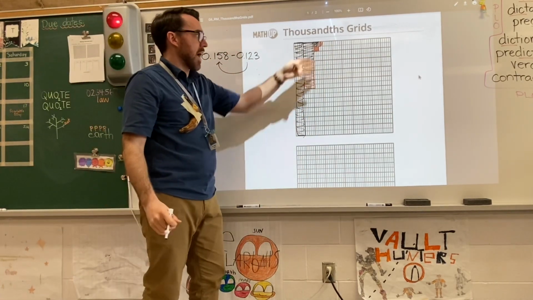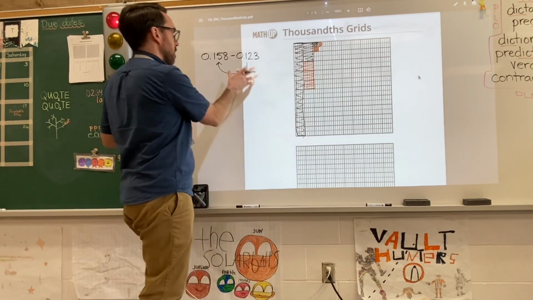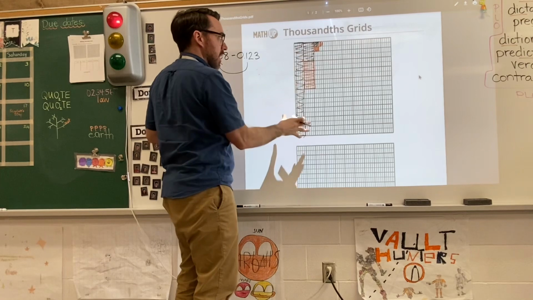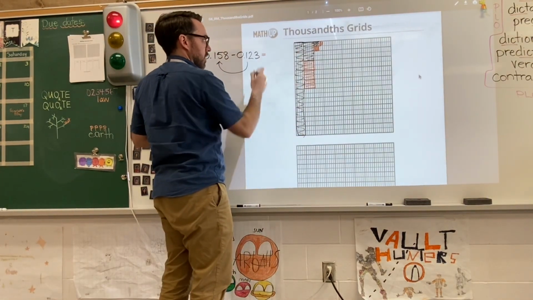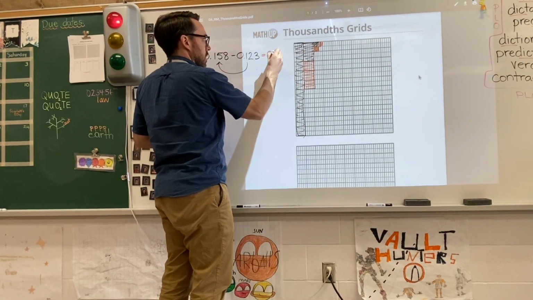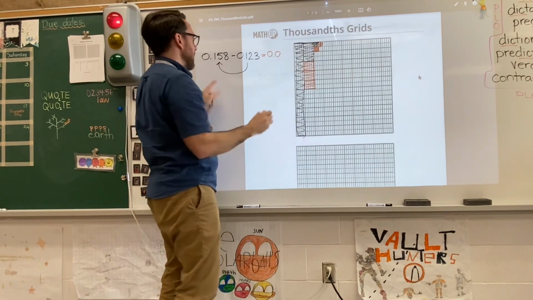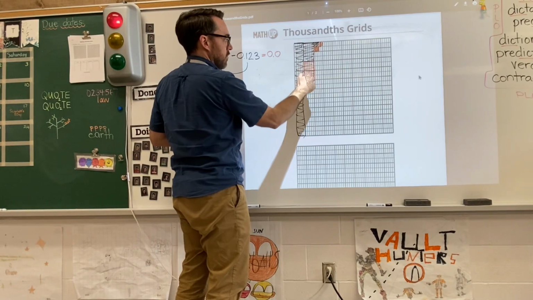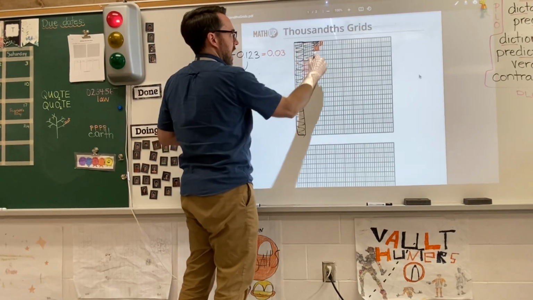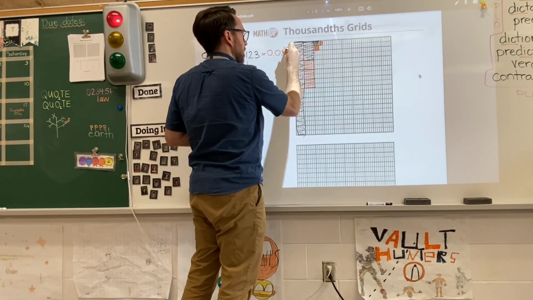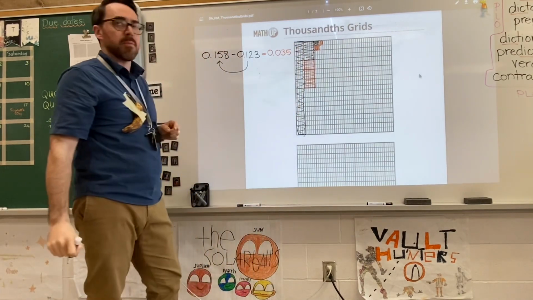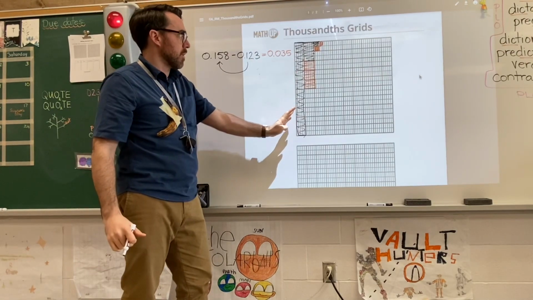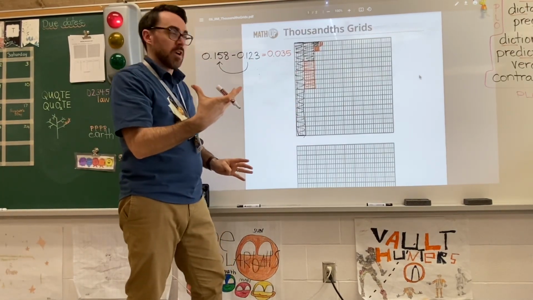And look at what I added here. So I went from the small number to the big number. The difference is what I had to draw on here. That's the answer to my question. So 0. I didn't have to add any tenths. It was already there. I added 1, 2, 3 hundredths. And I added 1, 2, 3, 4, 5 thousandths.